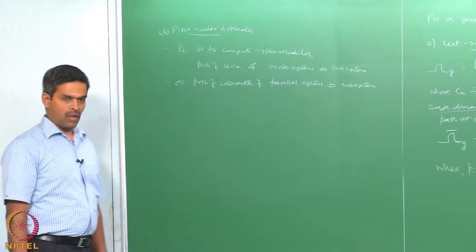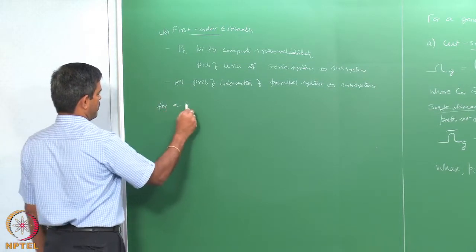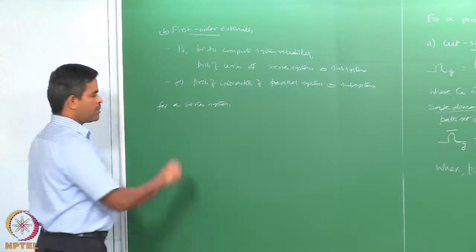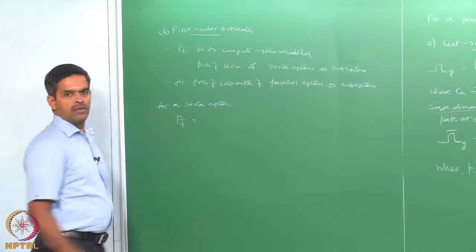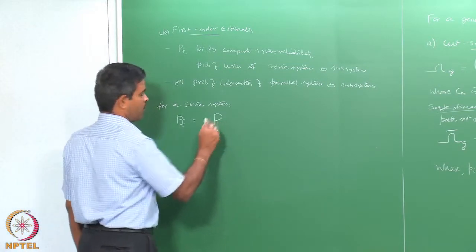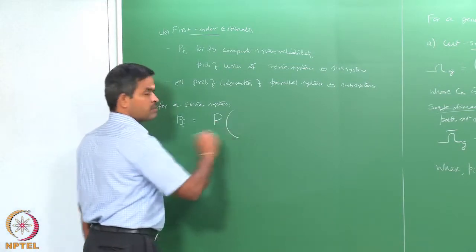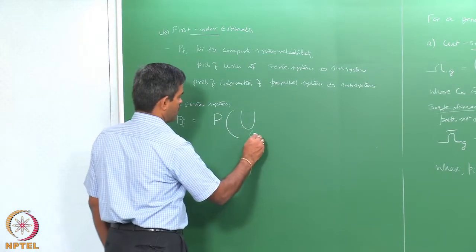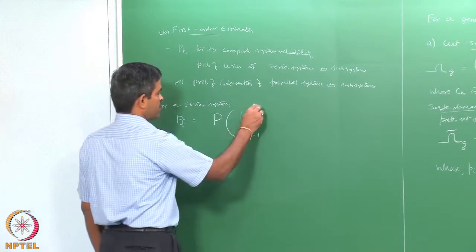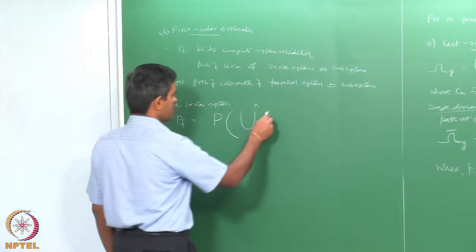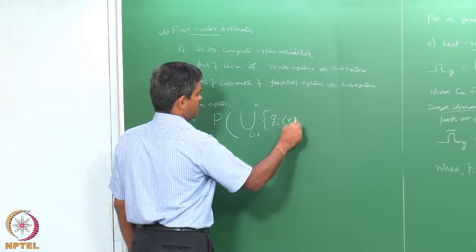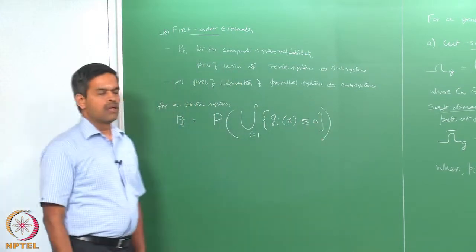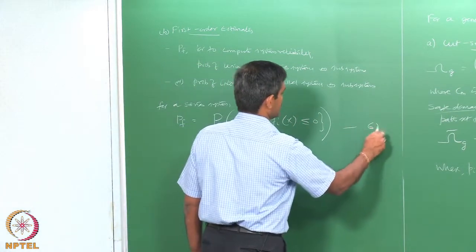Okay. Now, for a series system, the probability of failure is given by the probability of the union, i equals 1 to n, of G i of x less than or equal to 0. Call this equation number 6.